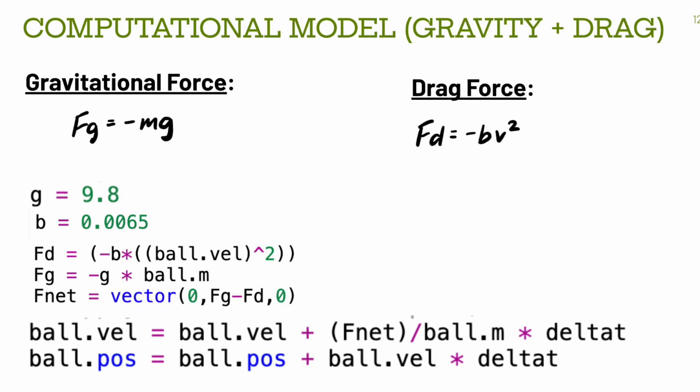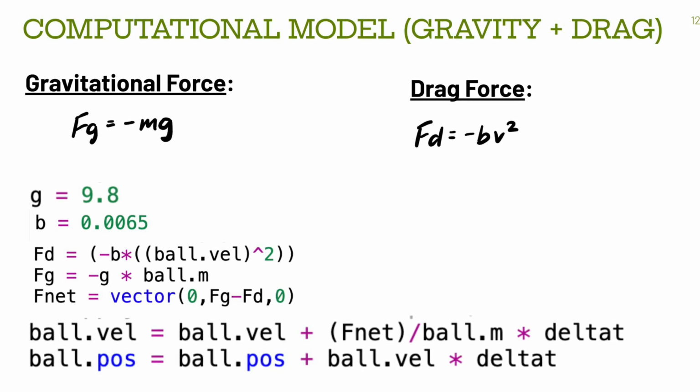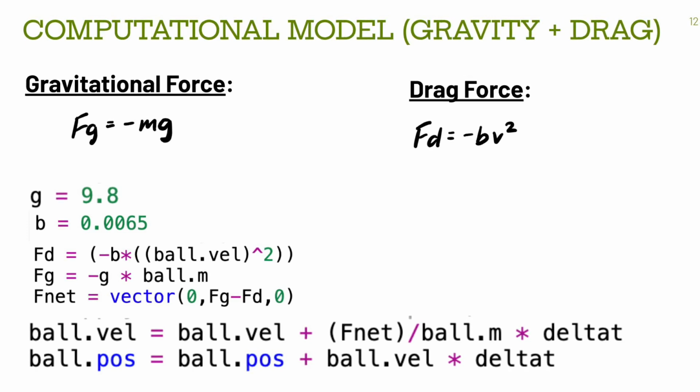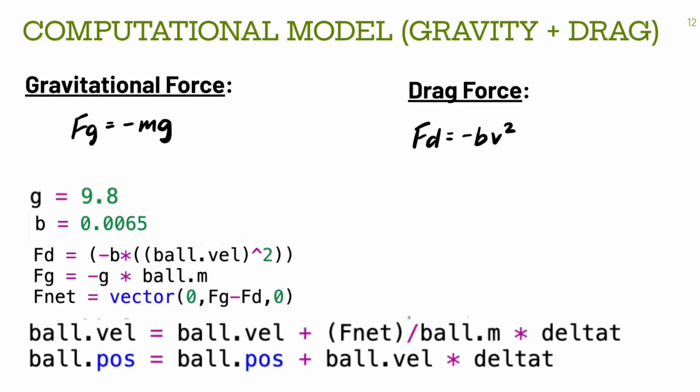So firstly, I kept all of the updates for the position and the velocity the same, because we were only going to be changing the F net in this scenario. And I kept all of the gravitational force objects the same because the gravity is not going to be changing, but I just added in the drag force.